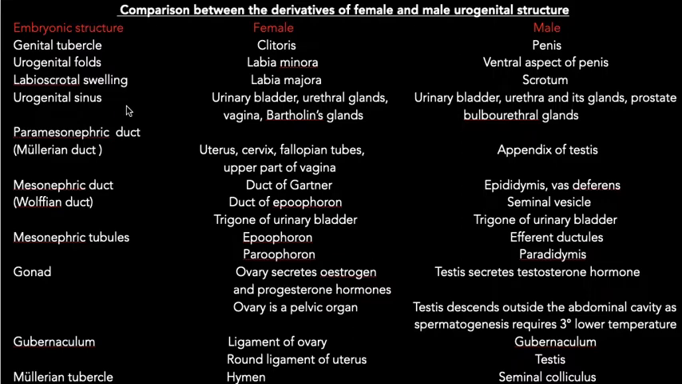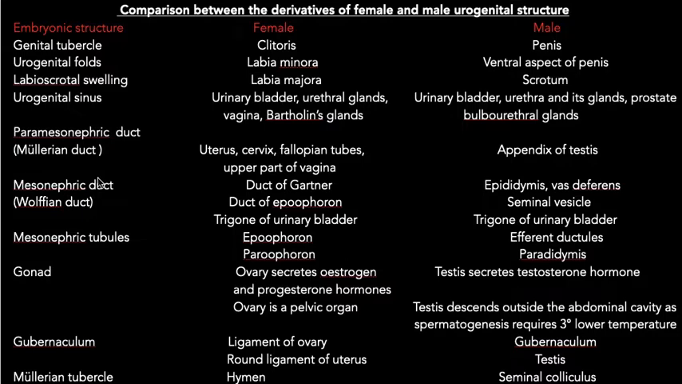The urogenital sinus forms the urinary bladder, urethral gland, the vagina, and the Bartholin gland in the female, whereas in male it forms the urinary bladder, urethra and its glands, the prostate, and the bulbourethral glands. The paramesonephric duct or the Mullerian duct forms the uterus, cervix, fallopian tube, and upper part of the vagina. In males, it forms the appendix of testis.